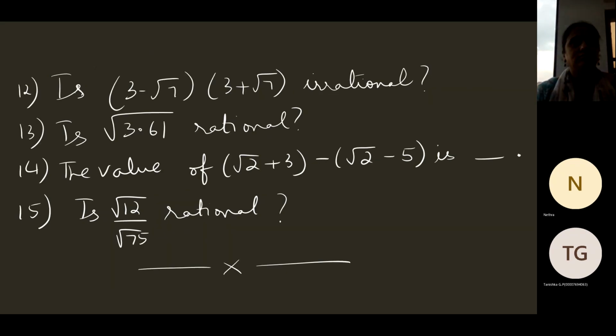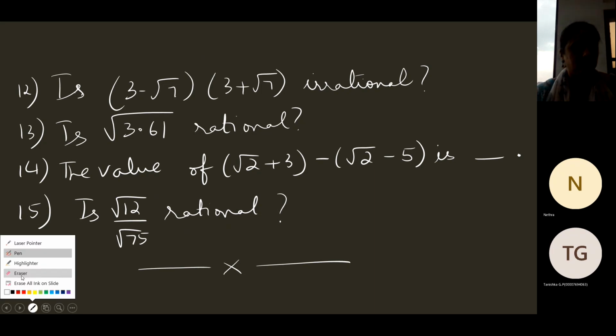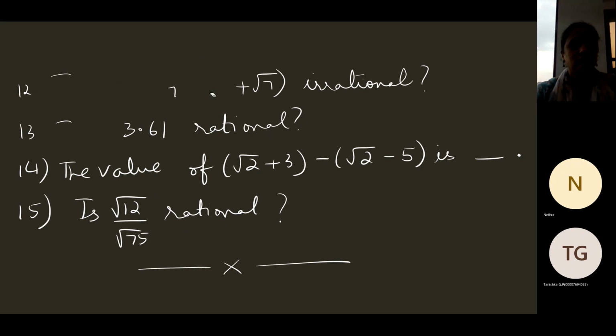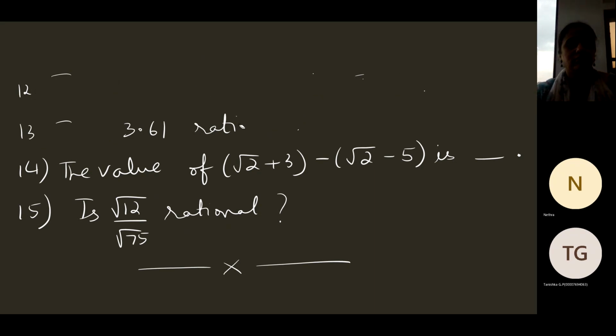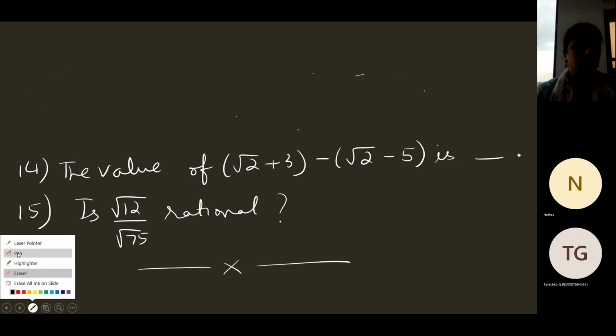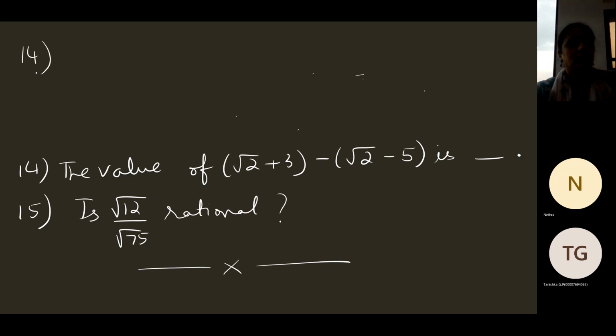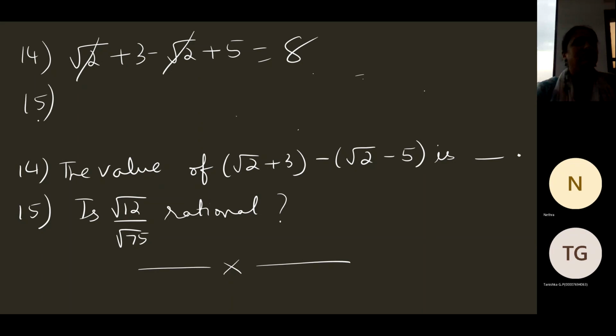Yeah, next one, the 14th one. What's the value? So open the bracket, it will be root 2 plus 3 minus root 2 plus 5, correct? So this cancels, 5 plus 3, 8. Last one.